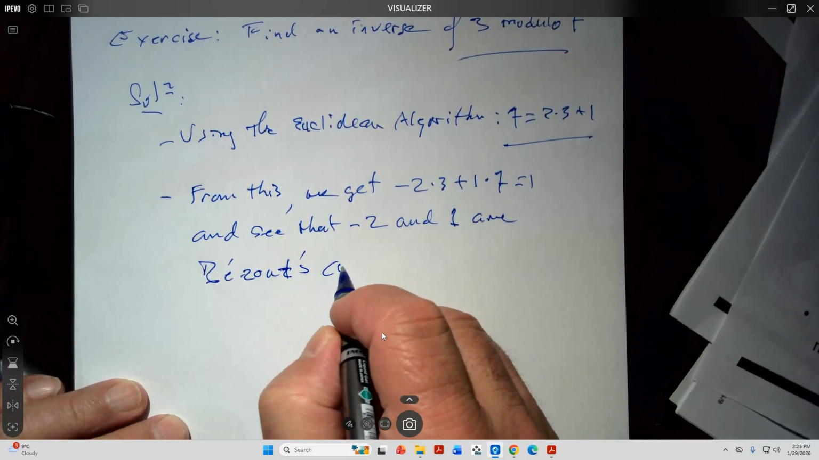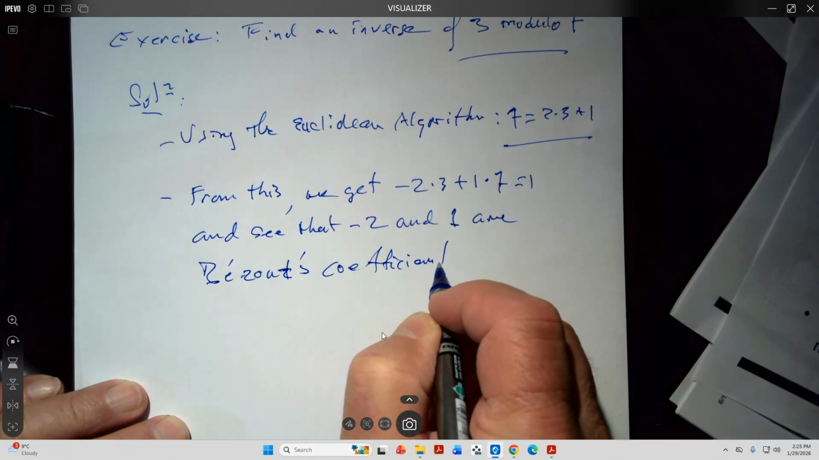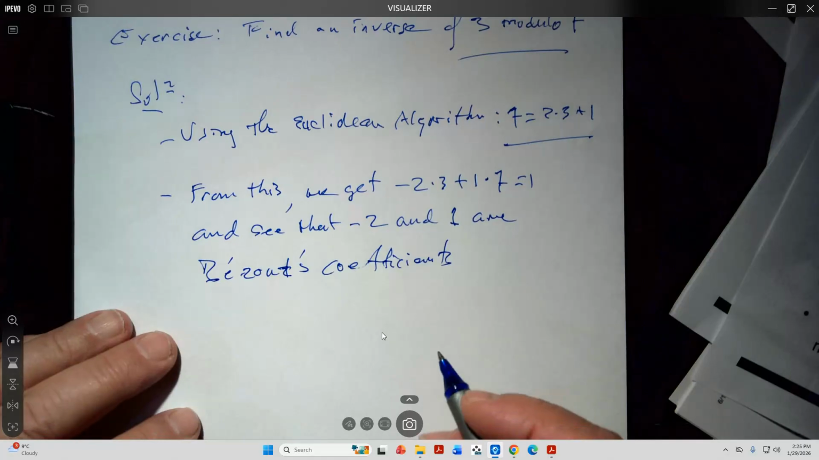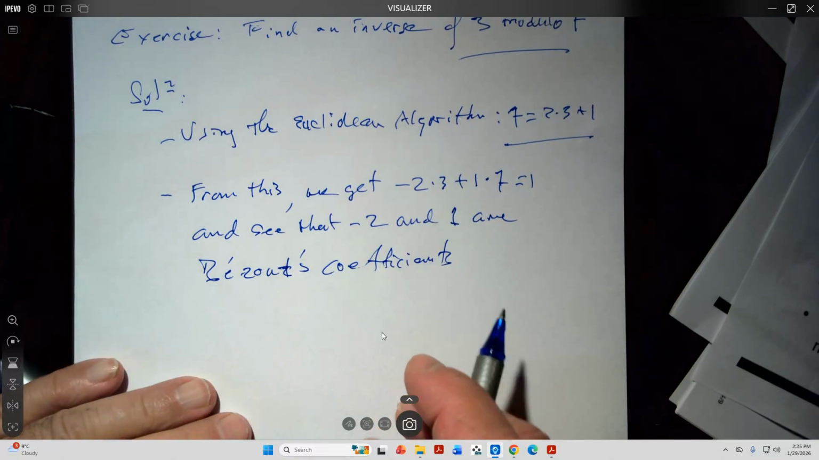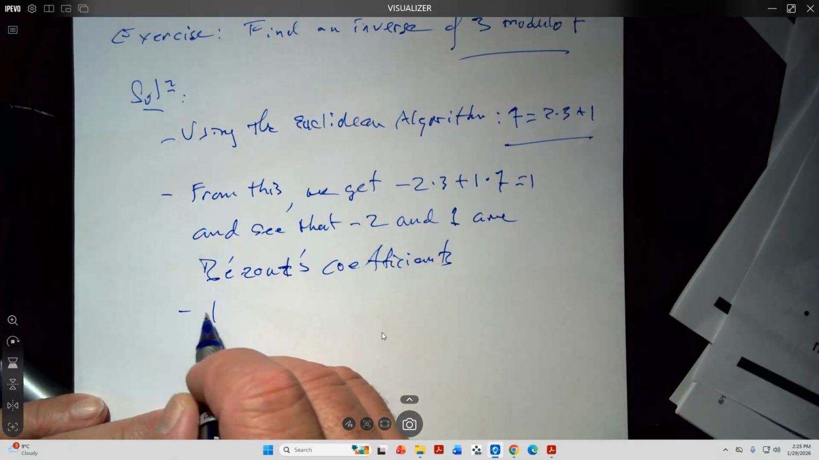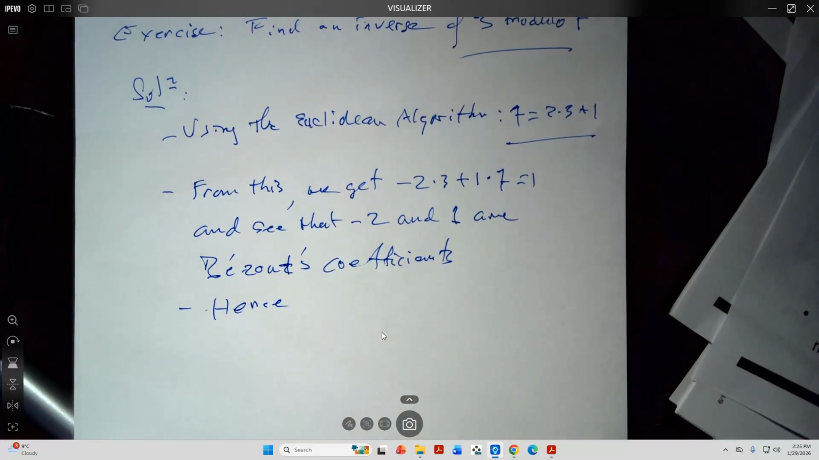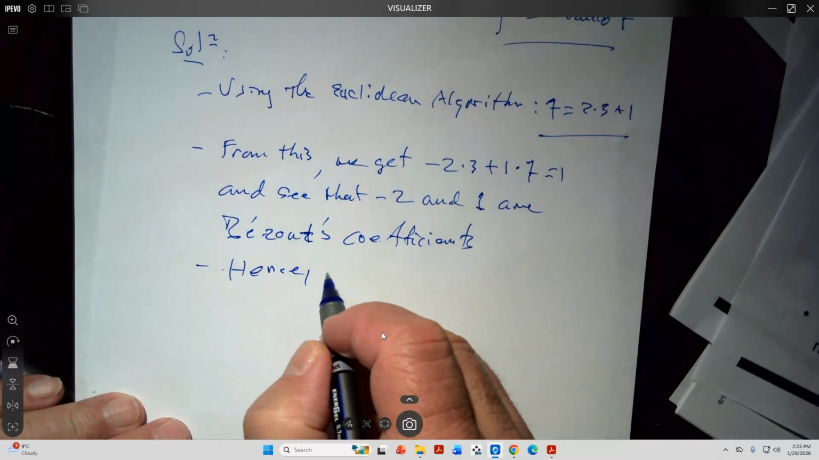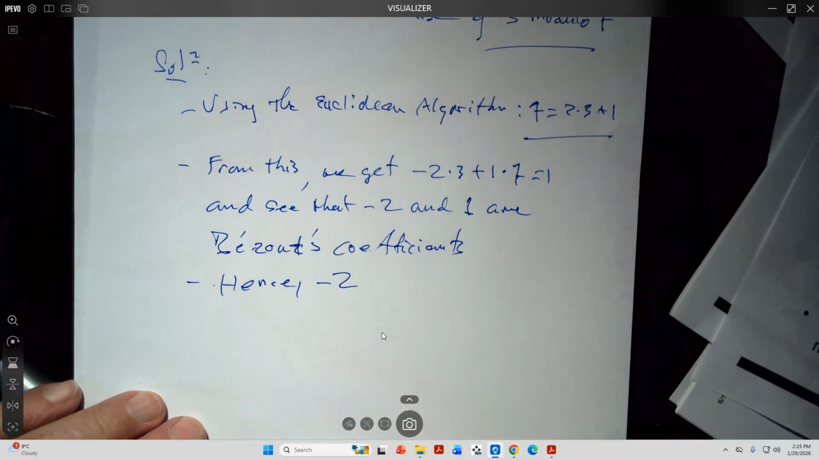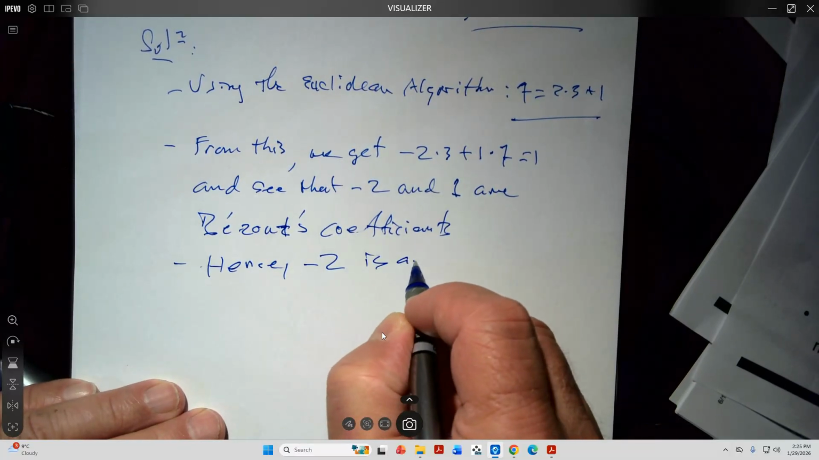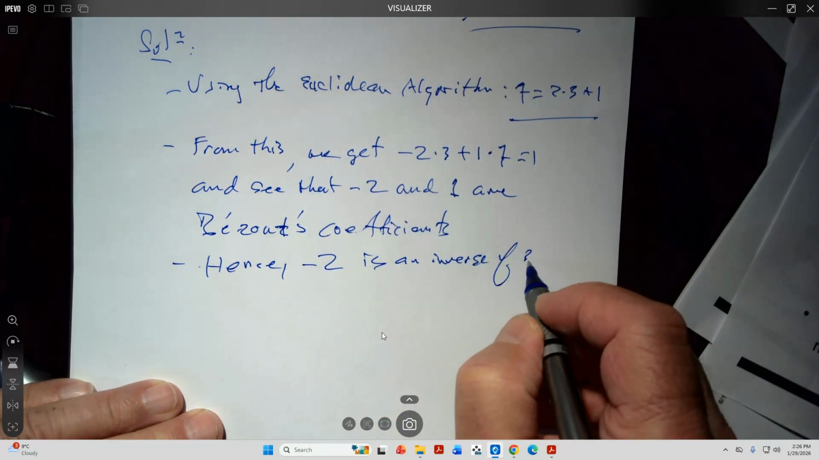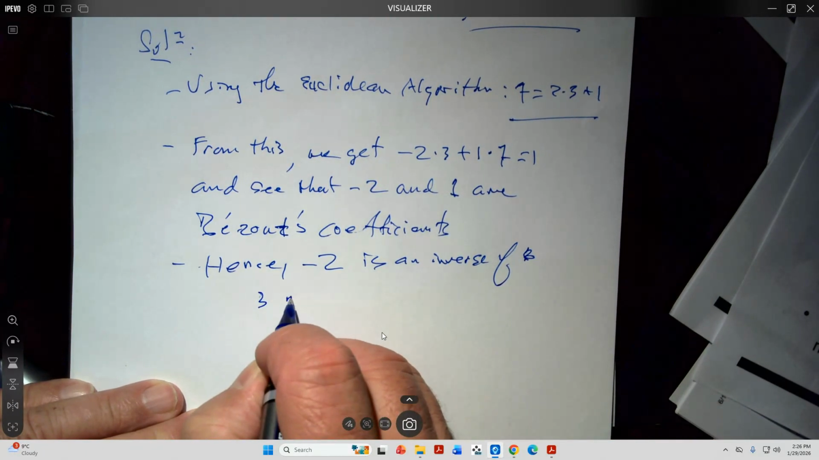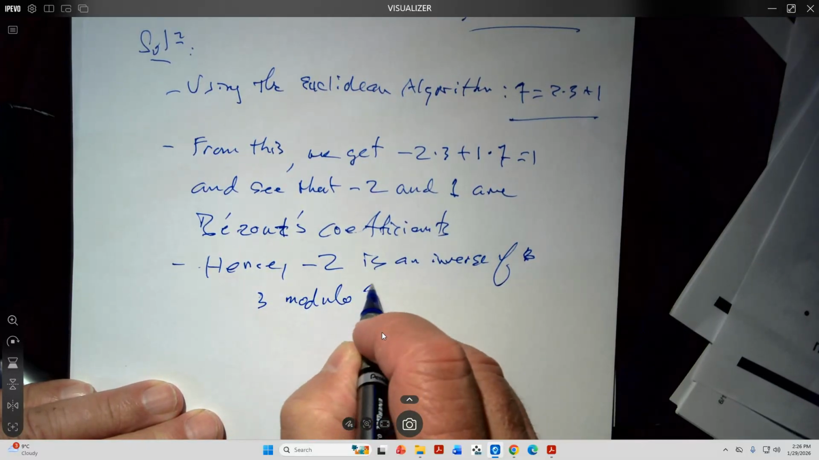Bezout's coefficients. That was discussed just yesterday, shortly before the end of the presentation. Hence, minus 2, as you already probably figured, is an inverse of 3 modulo 7. Okay.